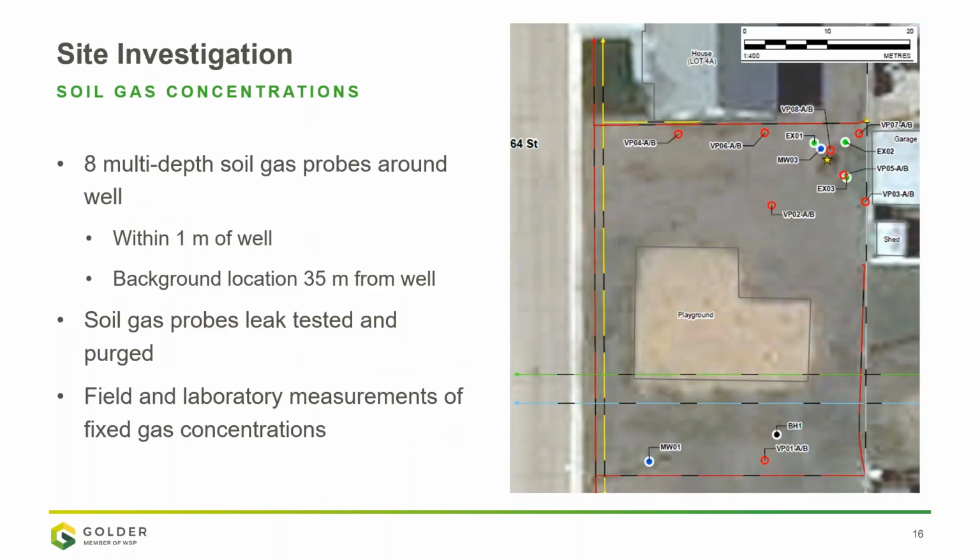So we installed 8 multi-depth soil gas probes around the site, shown with the red circles. The well is the yellow star. And we leak tested each of the gas probes and purged them before sampling, and then measured gas concentrations in the field, and then also took some samples for laboratory analysis.